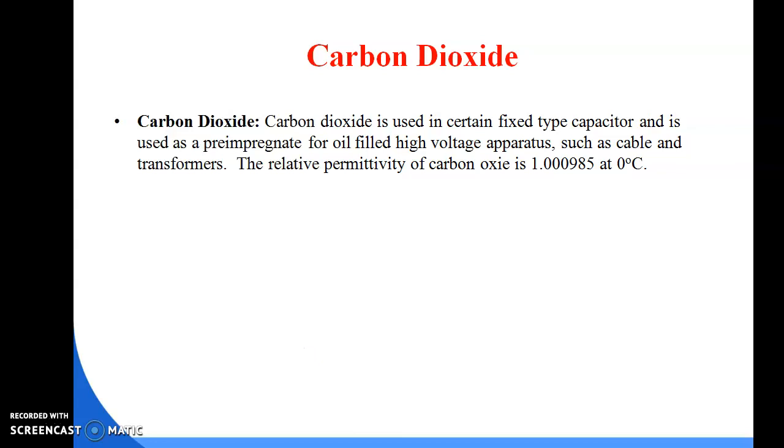Carbon dioxide. Come to carbon dioxide. What is carbon dioxide? Carbon dioxide is used in certain fixed type capacitors. Carbon dioxide is used as a pre-impregnant for oil-filled high voltage apparatus such as cable and transformer. The relative permittivity of carbon dioxide is 1.000985 at 0 degrees centigrade.